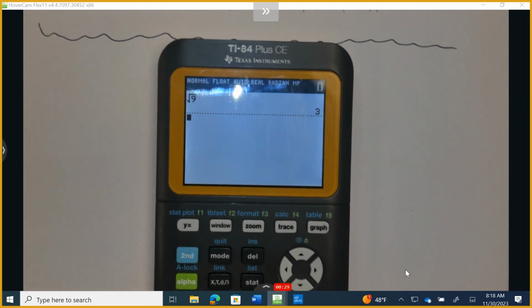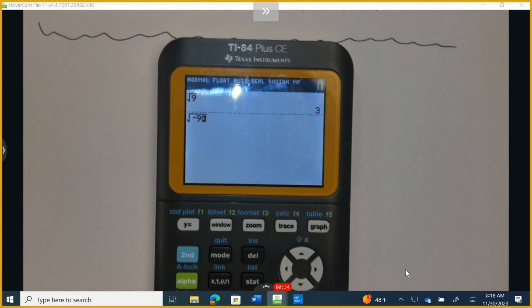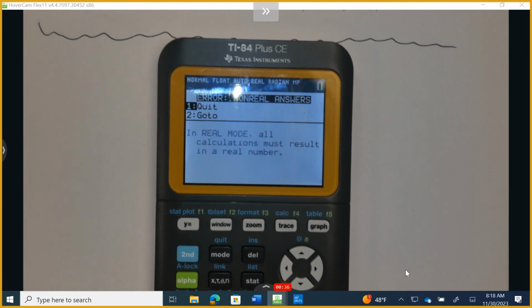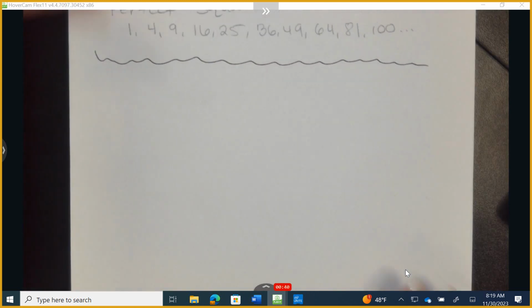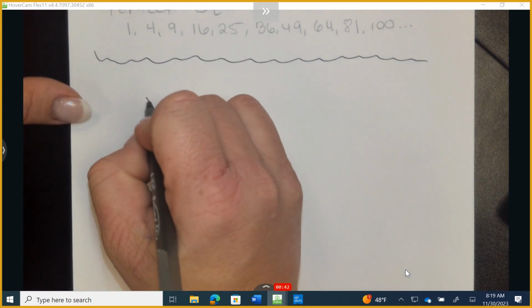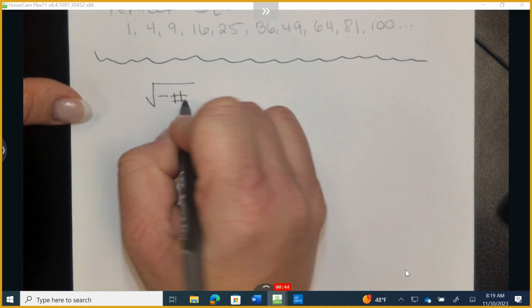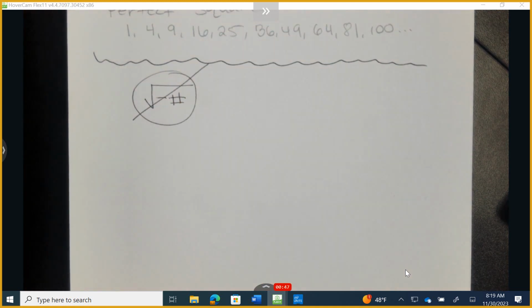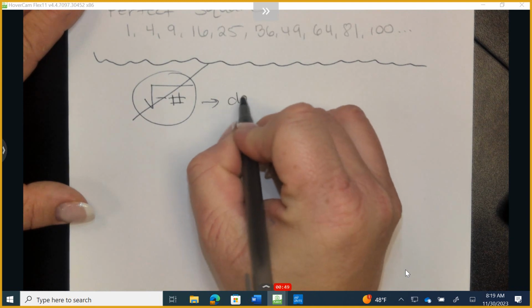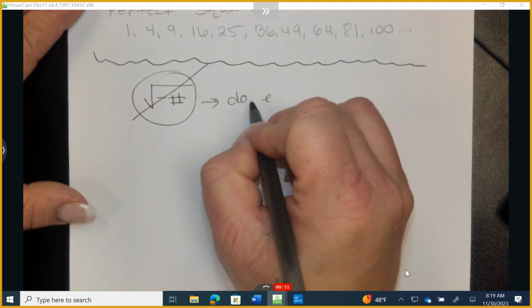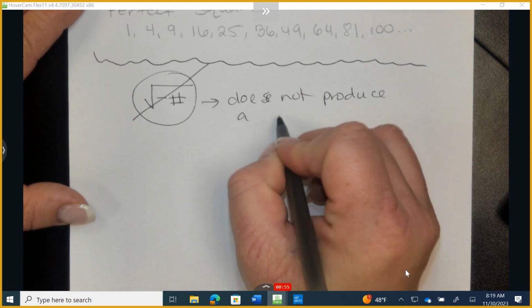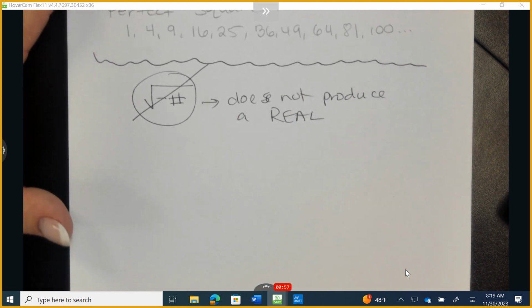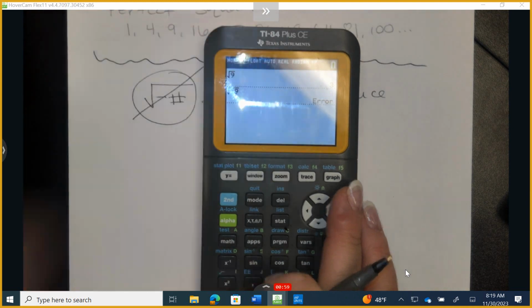That's simple enough. Now, let's take the square root of negative 9. And we already know when we take the square root of a negative, it is going to say error. It's not possible. We have learned this dating back to middle school or maybe even in 9th grade. We cannot take the square root of a negative number. It does not produce a real answer. And real answers are generated on a calculator.